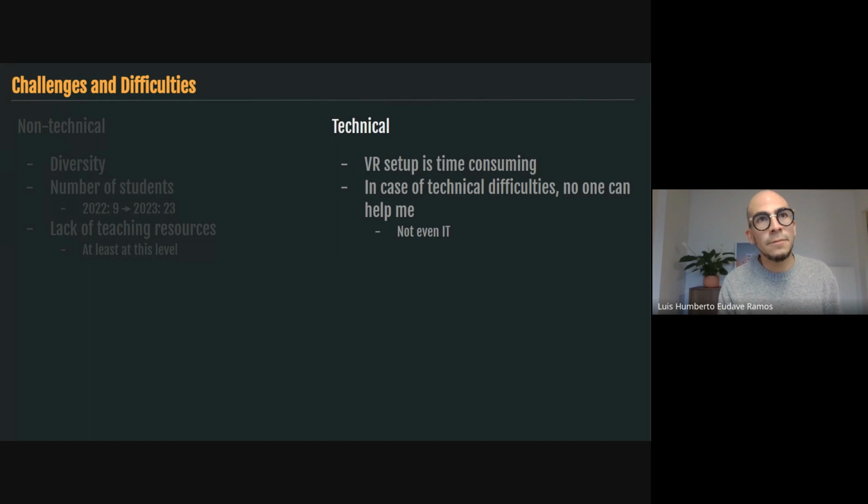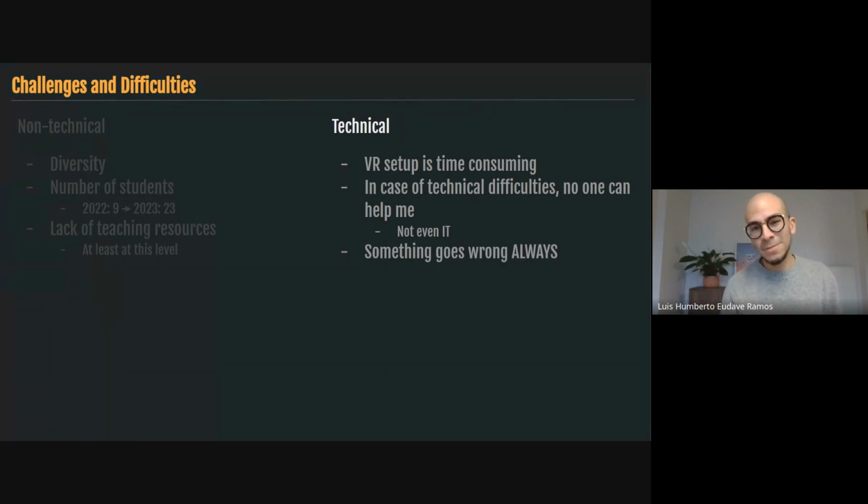Also, something that I have found is that in case of technical difficulties, there's almost no one in the university that can help me, because IT in our university doesn't work with virtual reality, obviously. So if I have problems, I have to solve them myself. And I have gone through a few situations where I had to look on the internet and ask other people outside the university to see how I could solve some specific problem, because I didn't have in-house help with this. But I think this is relatable to other people who have used virtual reality.